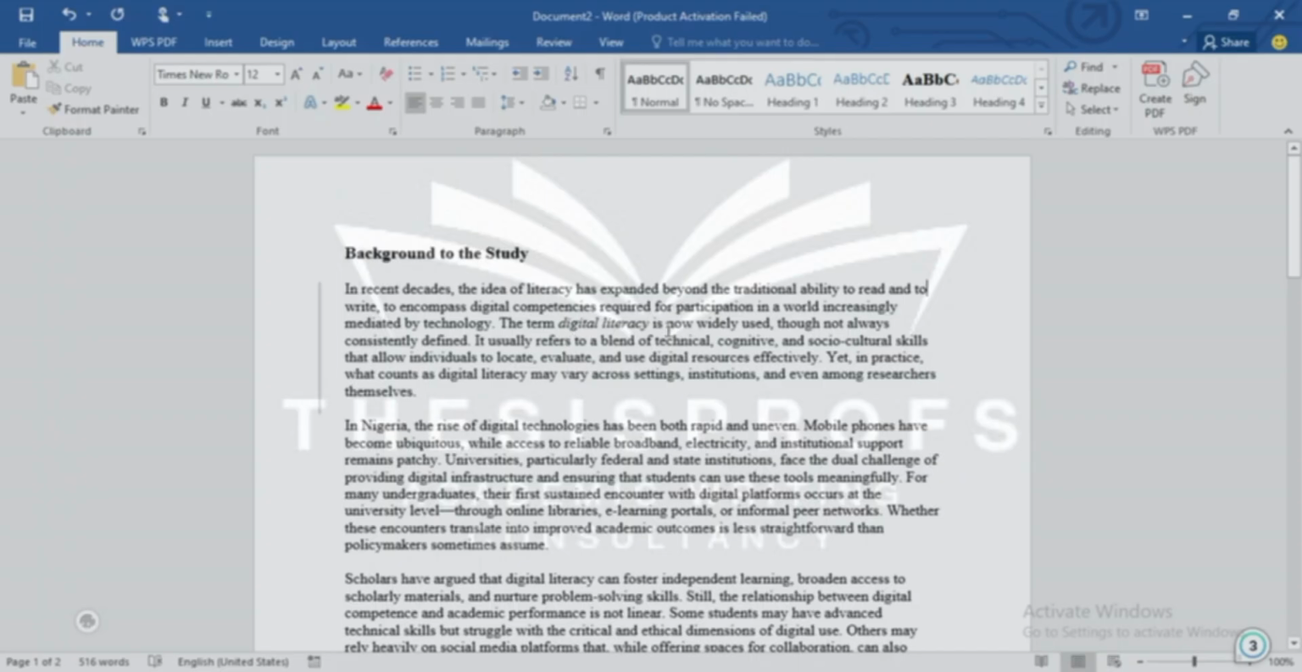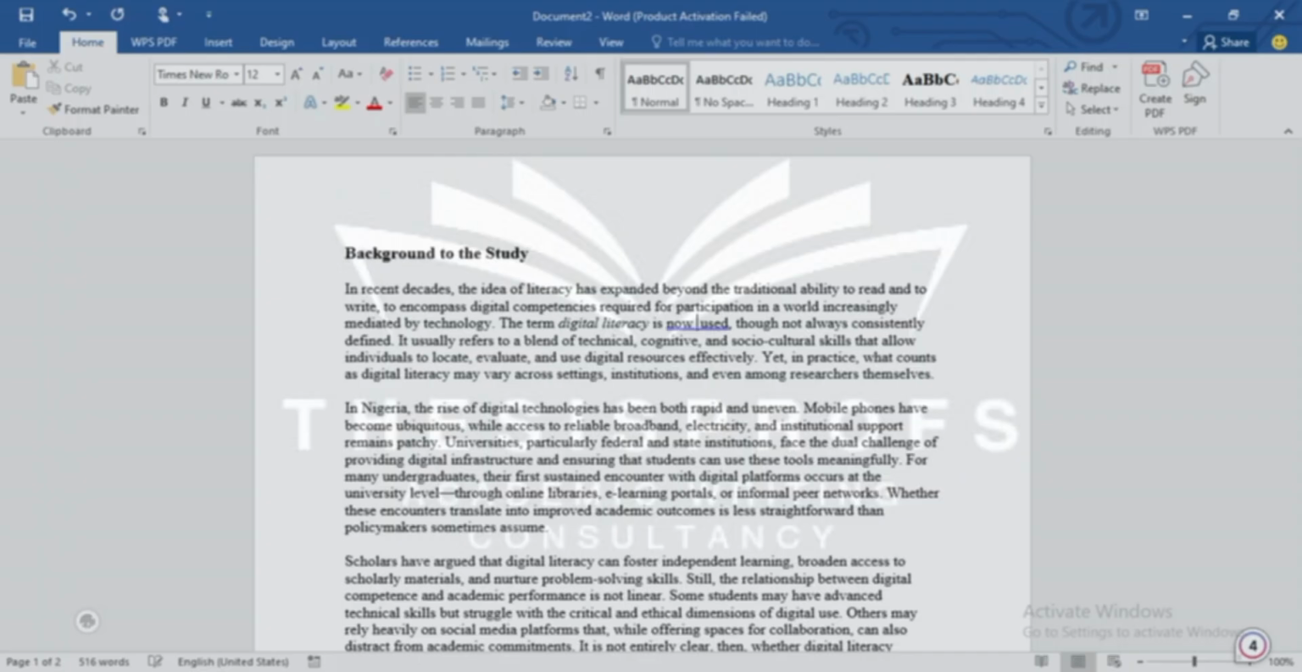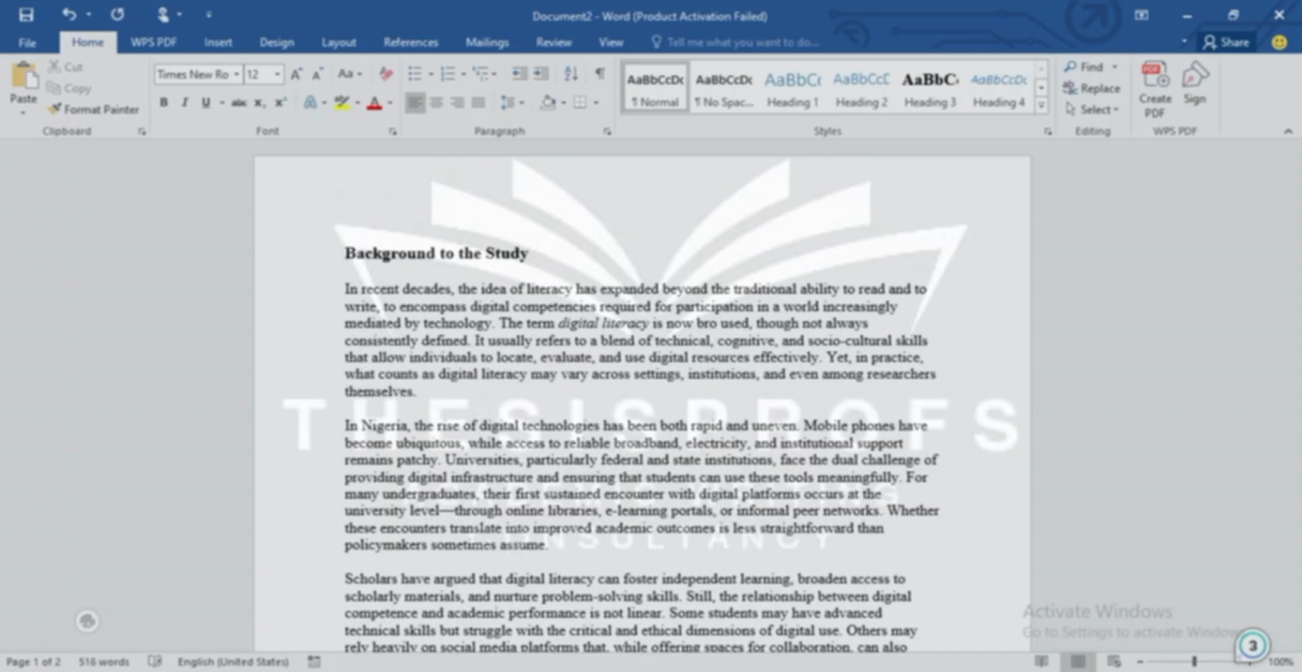The term digital literacy is now widely, I could change it to broadly, used, though not always consistently defined. It usually refers to a blend of technical, cognitive. See, so it's just you going through it meticulously, line upon line, precept upon precept, understanding what you could displace and replace with your own voice, with your own words.